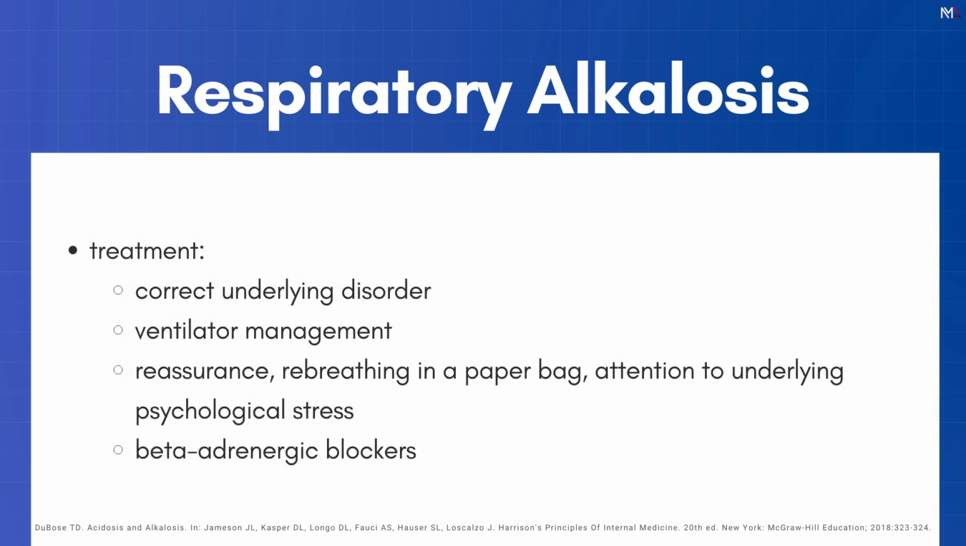So the treatment for respiratory alkalosis is directed toward alleviation of the underlying disorder, and if the patient is mechanically ventilated, dead space, tidal volume, and frequency may be changed. In patients with hyperventilation syndrome, reassurance, rebreathing from a paper bag, and attention to underlying psychological stress, and beta-adrenergic blockers may be given to ameliorate peripheral manifestations of hyperadrenergic state.